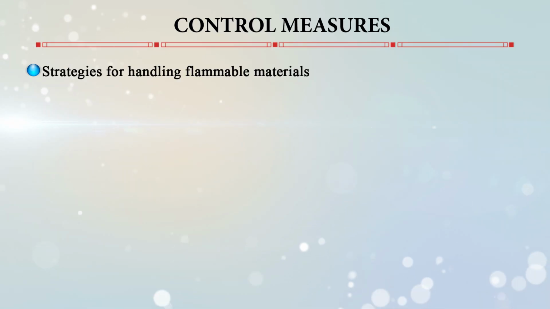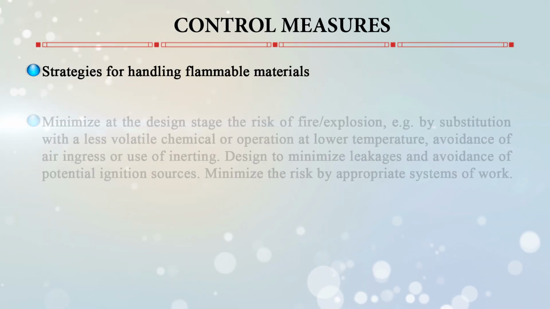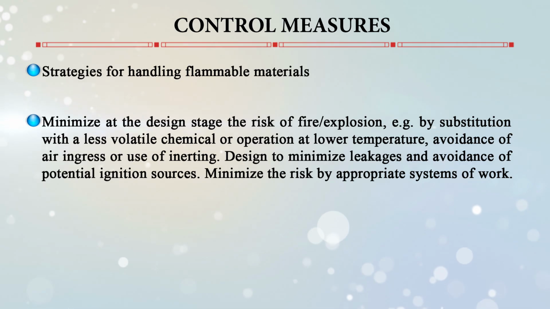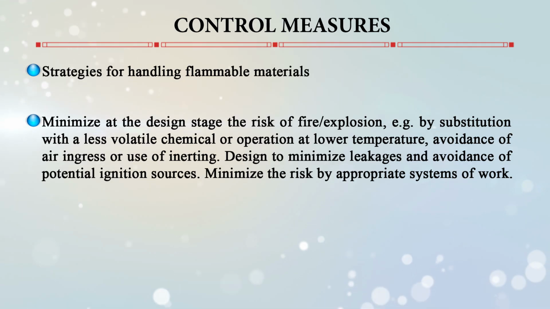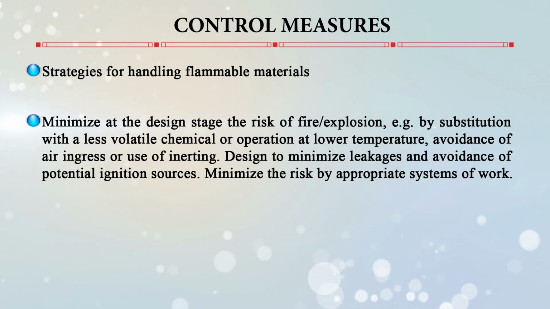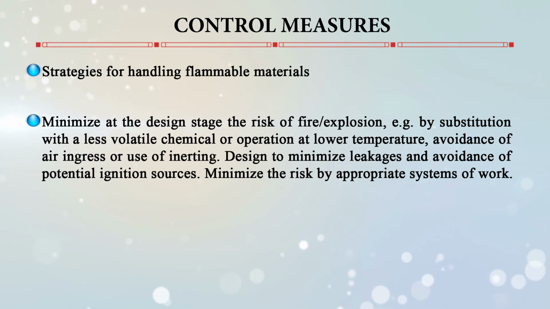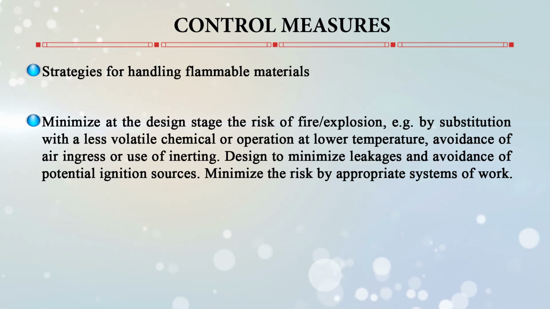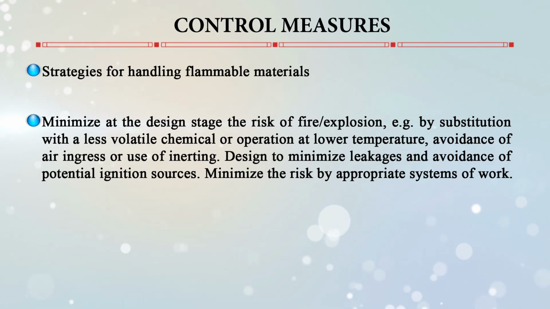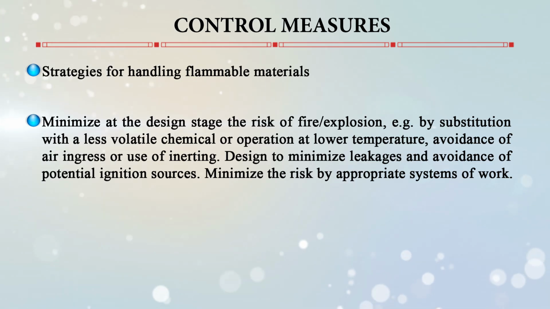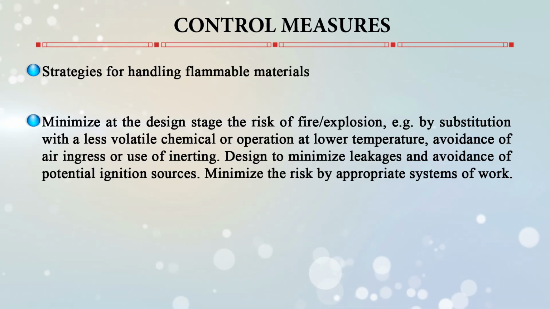So, how to control these chemical hazards? We will see some of the controlling measures, like strategies for handling flammable material to minimize the risk of fire and explosion at the design stage itself: by substitution with a less volatile chemical, or operation at low temperatures, and sometimes avoidance of air ingress, or otherwise use of inerting.